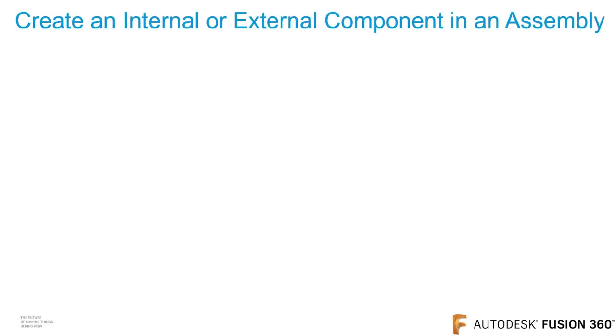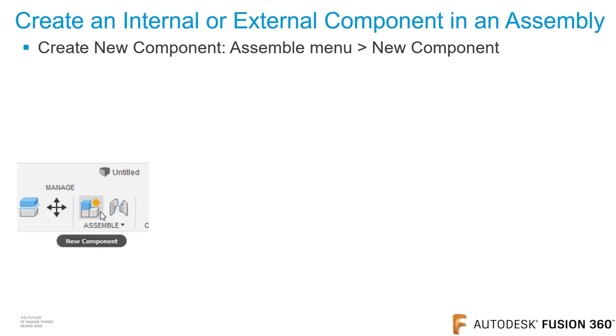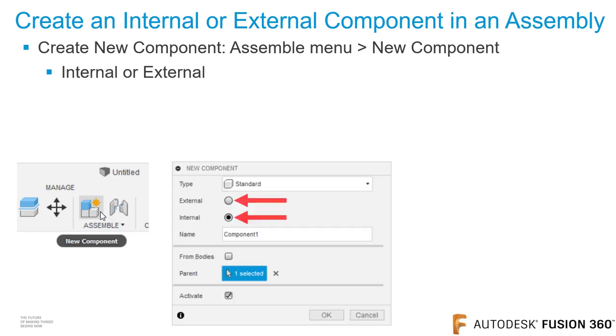I'd like to start by introducing a few of these topics. To create a new component in the context of an assembly, go to the Assemble menu and click on New Component. In the dialog box, you can set if that component will be internal or external. An internal file is stored in the assembly file. An external component is saved as a standalone file that is inserted or referenced into an assembly.